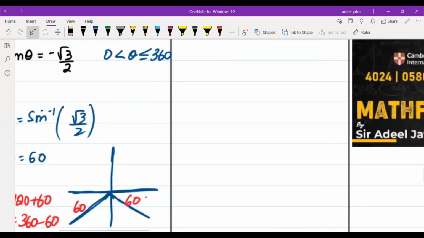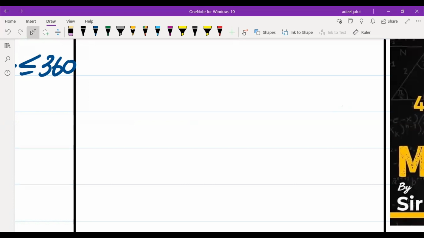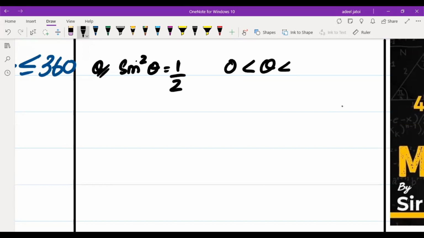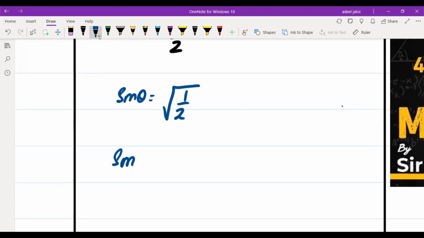Okay, let's just move to another example question. Say we have sine square theta is equal to 1 upon 2, and the domain that we have is theta greater than 0, less than or equal to 360. Now, to solve this, what we need to understand is there is a square. To solve a square, we take the under root of 1 upon 2. And when you introduce the under root, there is a plus minus sign.